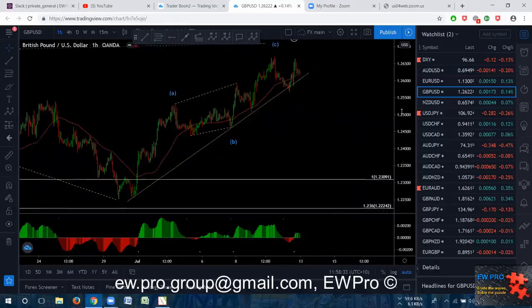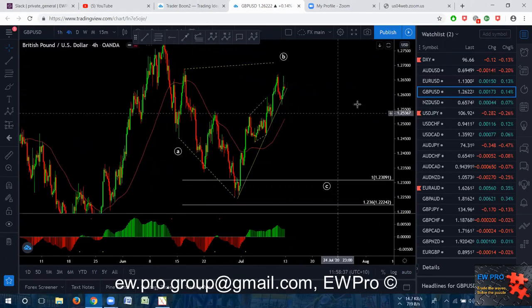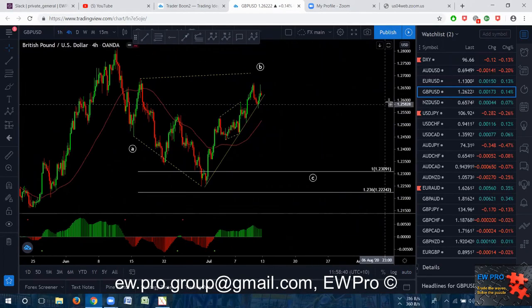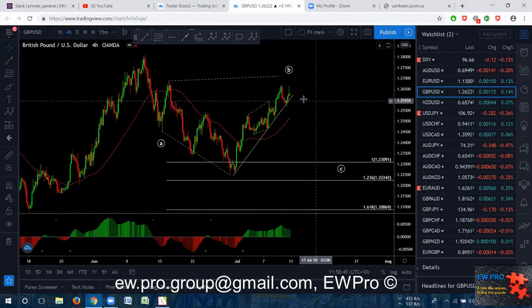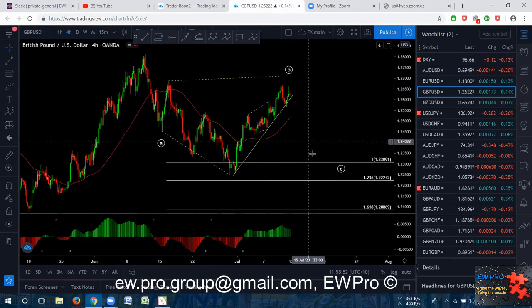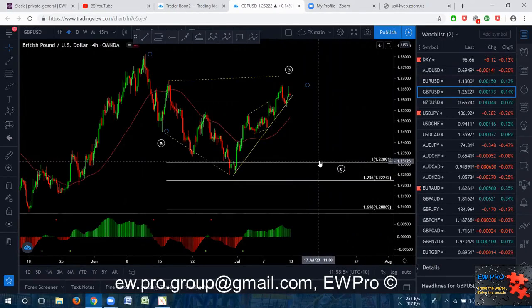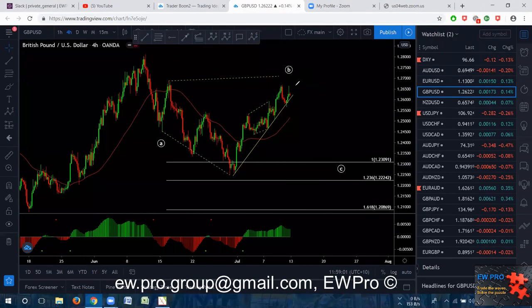GU's a little bit unsure on this one. It's unclear on the H1 at this stage, but on the H4, I am looking at this as a running or expanding flat, and we'll get that C down to, well, the 100 fib here, before we get any more upside. The larger impulse is still going to be the C down before we get more upside.